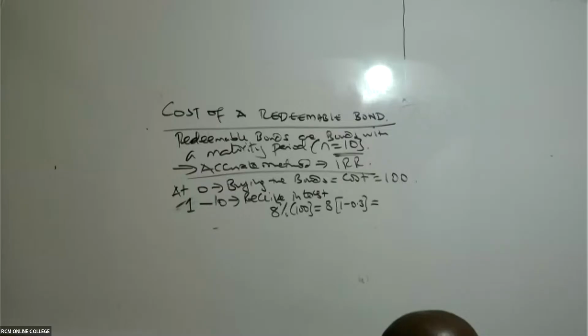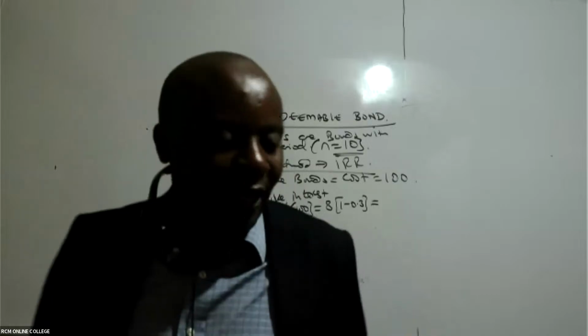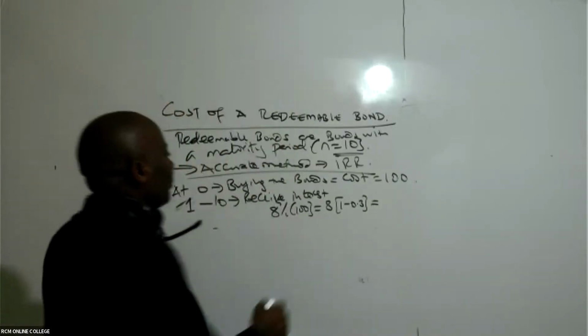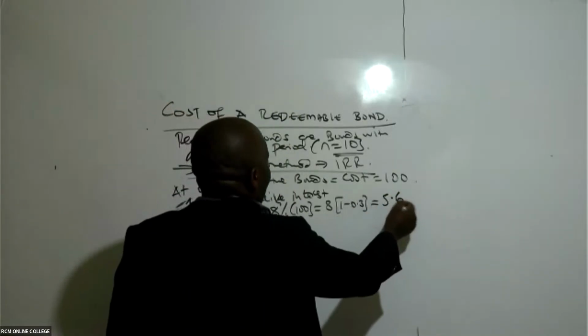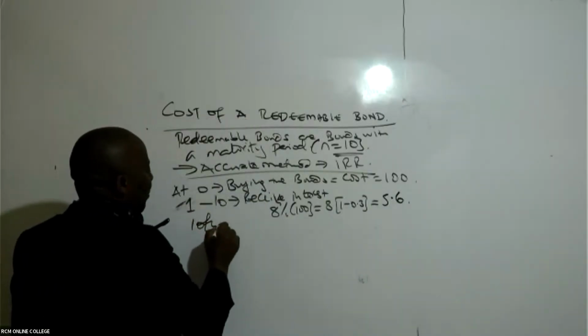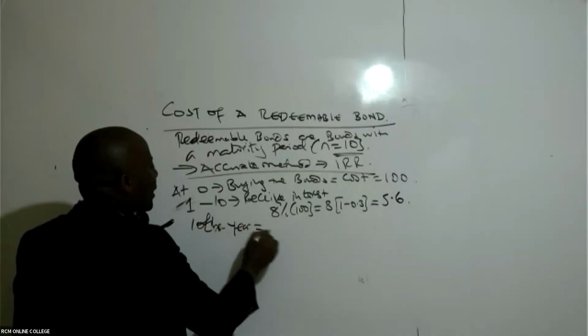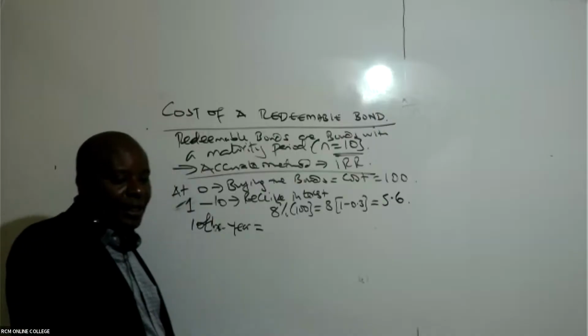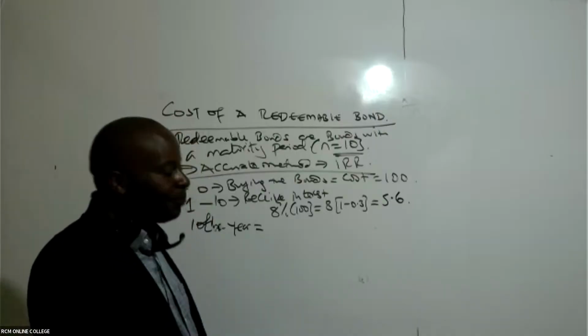So 5.6, right? Here I will be receiving 5.6. And then what will happen on the 10th year? The 10th year is the year of redemption.